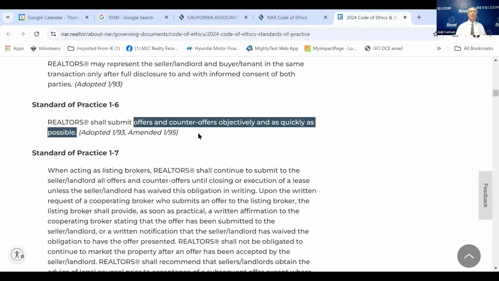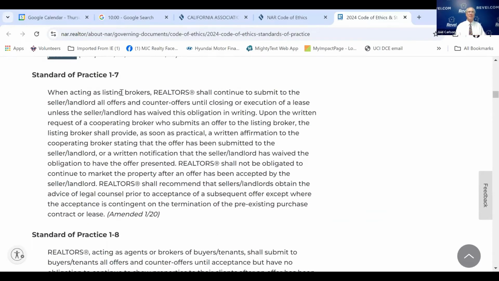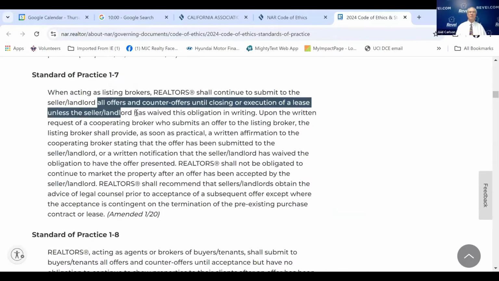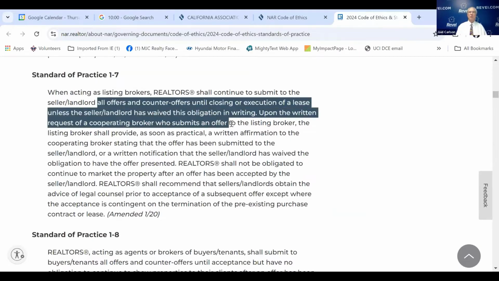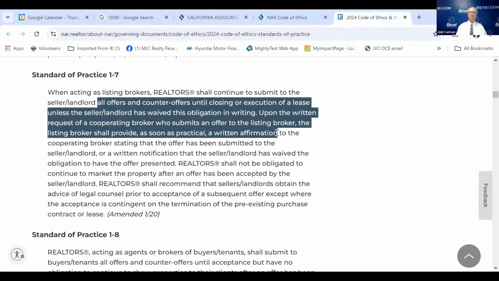All right. So a lot of what we talk about in this class today is already law here in the state of California. Apparently in other states, they don't have these laws because our code of ethics is over the 50 United States, and they've come up with this. Realtors, when acting as a broker, we are good actors and actresses, the listing broker, will continue to submit all offers to the landlord until we're told not to.